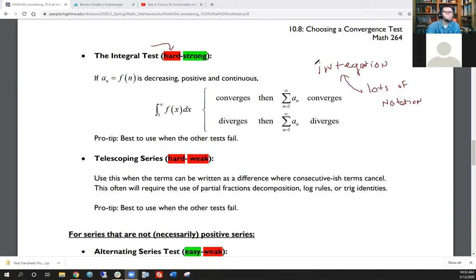For our class, what was the purpose of the integral test? We needed it in order to get one particular result. You guys remember?